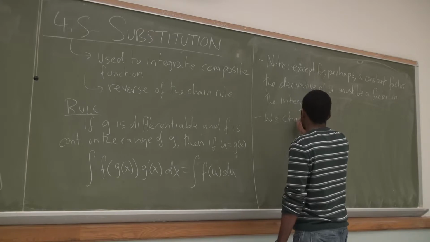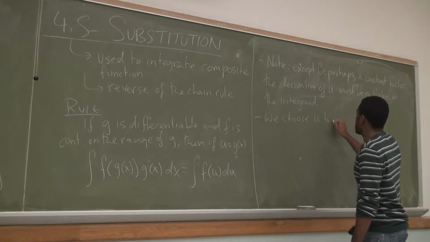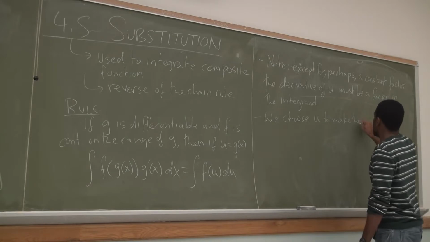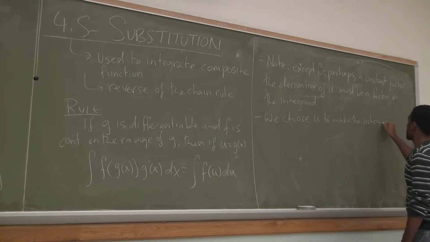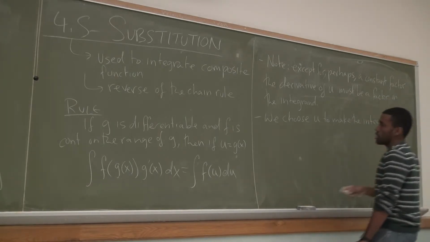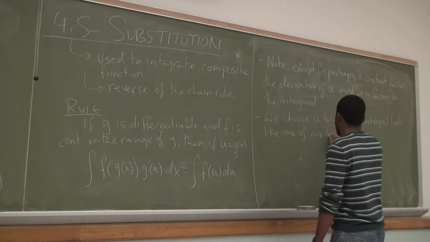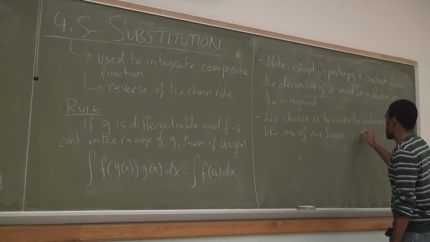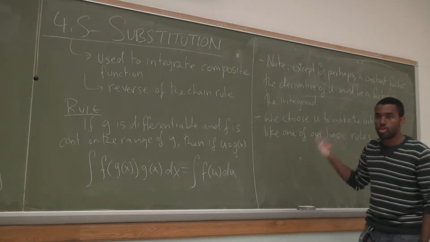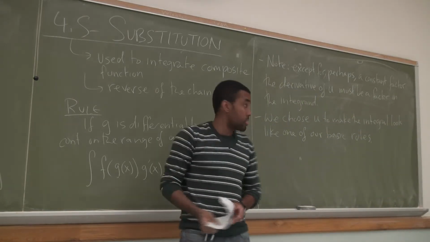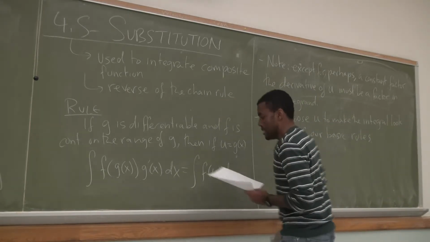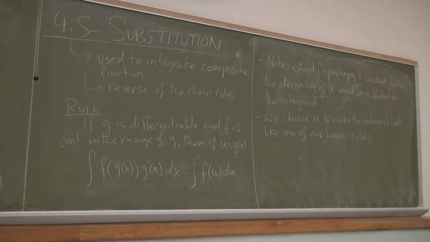We choose u to make the integral look like one of our basic rules. So remember we have the power rule, and we know the integral of sine and cosine and nice functions like that, but the functions aren't always nice. So what if you get things that look kind of ugly? How do we transform them into something nice? Well, in this situation, we can.